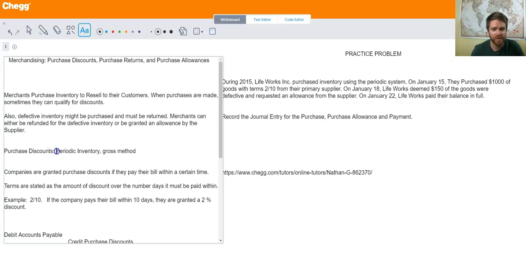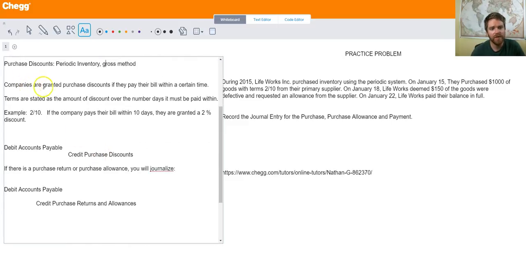And we can assume they're using the periodic inventory and the gross method. Periodic inventory basically is accounting for purchases as you make them throughout the period. And at the very end of the period, you reconcile it and figure out exactly how much you purchased, how much you returned, and so on. And we're using the gross method, which means that you will record that discount when you actually pay the supplier. So not up front, but when you actually pay it later on.